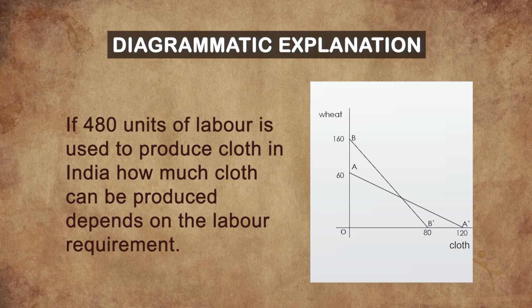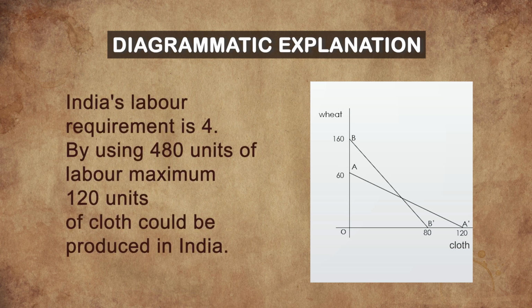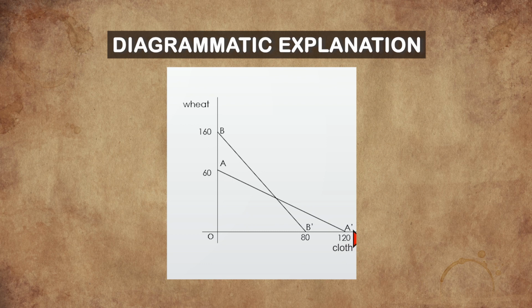That depends on the labor requirement. And India's labor requirement is 4. So, by using 480 units of labor, maximum 120 units of cloth could be produced in India. So, this is here A prime. And on the other hand, this OA gives me how many units of wheat India could produce. So, this axis measures the quantity of wheat, and 1 unit of wheat requires 8 units of labor. So, at max, India can produce 60 units of wheat.